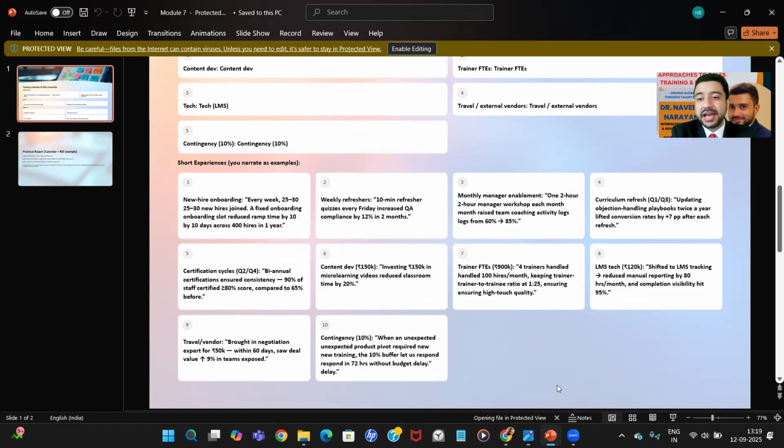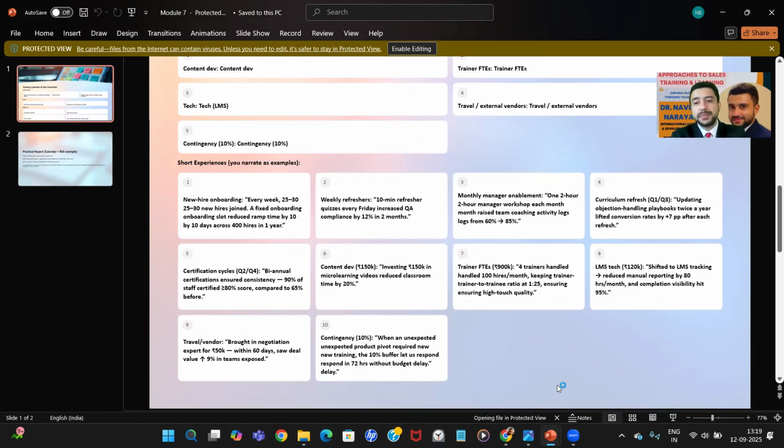So let me continue. The LMS technology that we upgraded, I told you. That LMS tracking shift we made reduced the manual reporting by 80 hours. Manual tracking takes a hell of a lot of time. So when we shifted to the LMS, 80 hours per month was reduced for us. Only the manual scripting and manual reporting was eradicated or reduced.